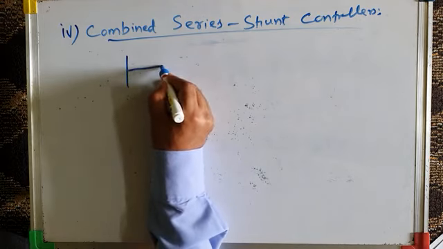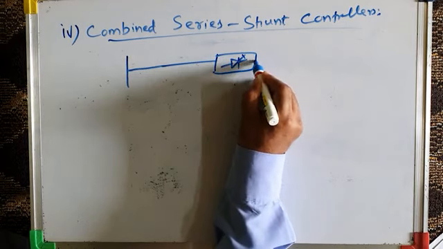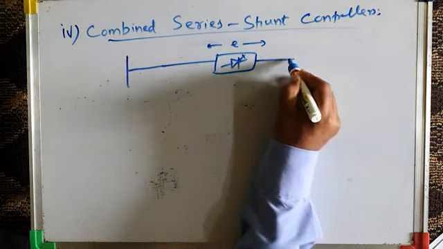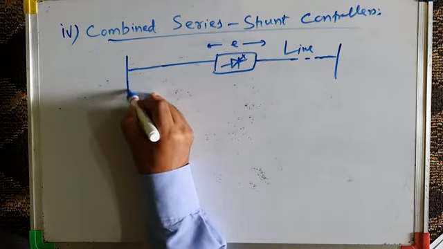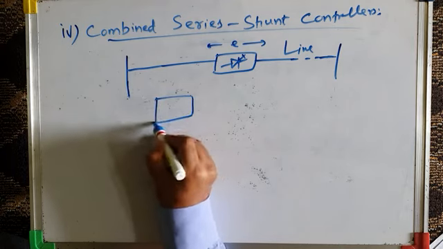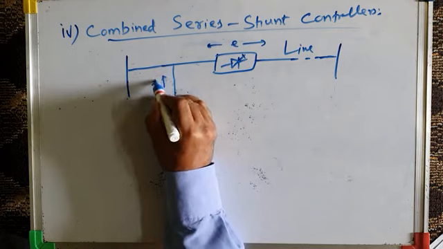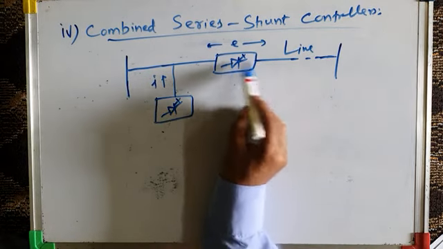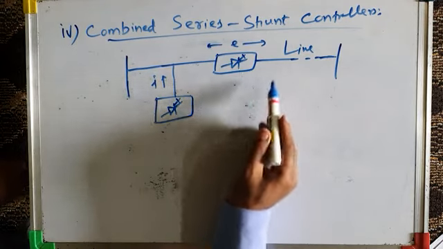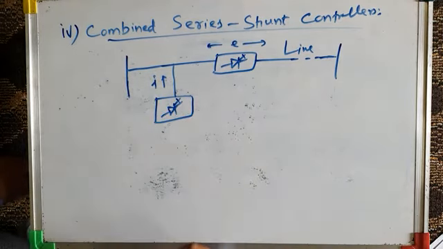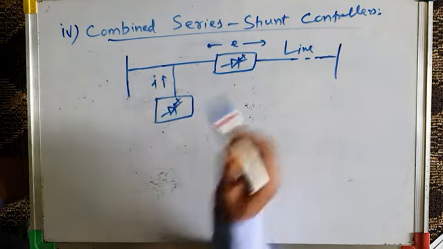Let me show you. So this is the series controller injecting a voltage E in series with the line. This is the line. Okay, and we have a shunt controller also. This is a shunt connected controller. It injects a current I. There are transformers also here, maybe an injection transformer here, also a coupling transformer. I am not showing those details. When we study these controllers, I will show the complete circuit diagram, along with which I will show the transformer connections also.